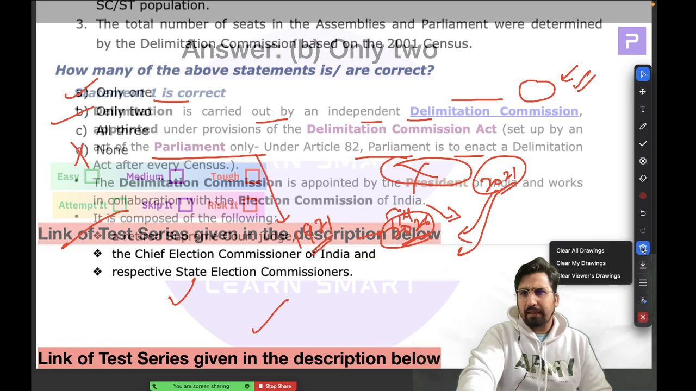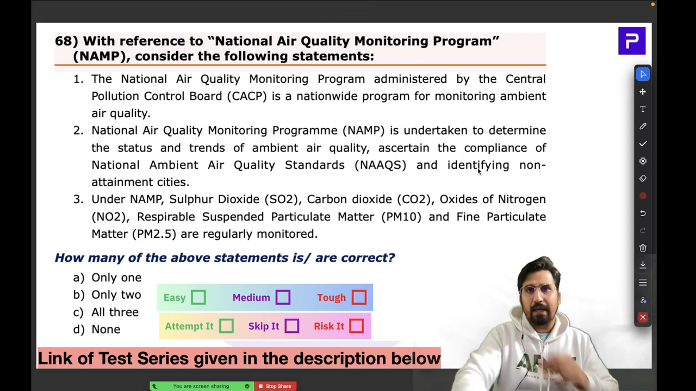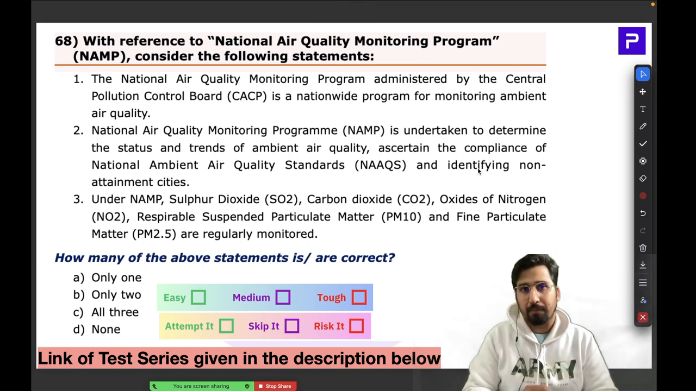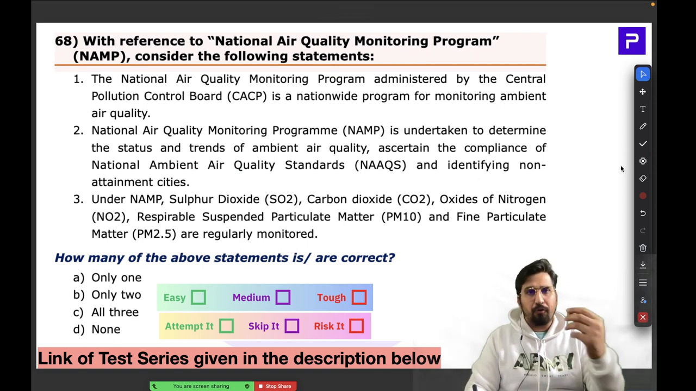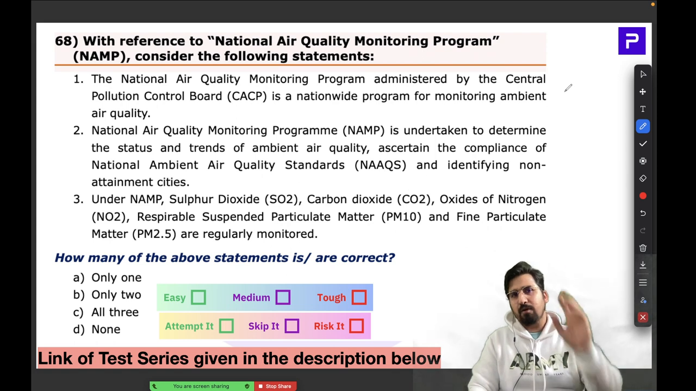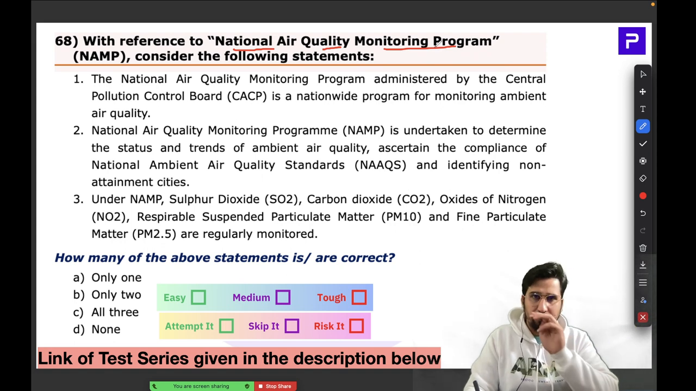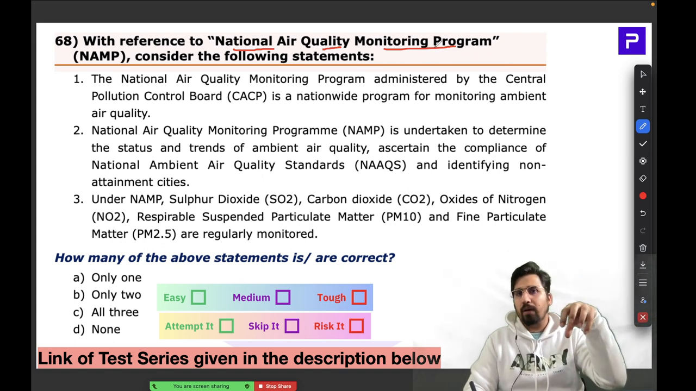Now going by the next question, which was question number 68, National Air Quality Monitoring Program, a very, very important program. Before I tell you anything about it, before we know any information, just read the name once very carefully. National Air Quality Monitoring Program. The name is very obvious, no? We are talking about air quality monitoring.